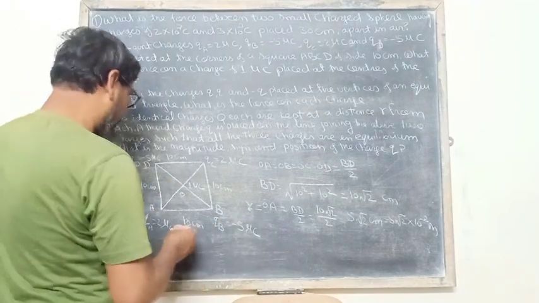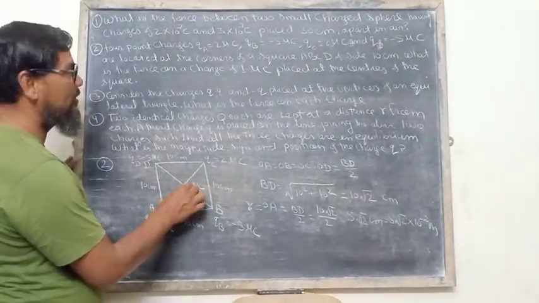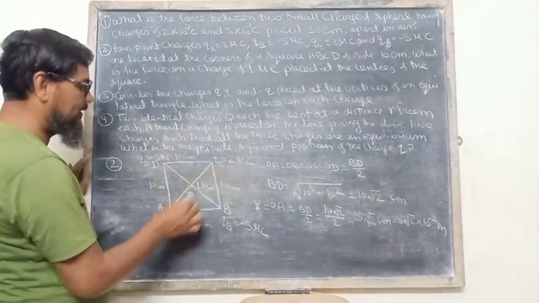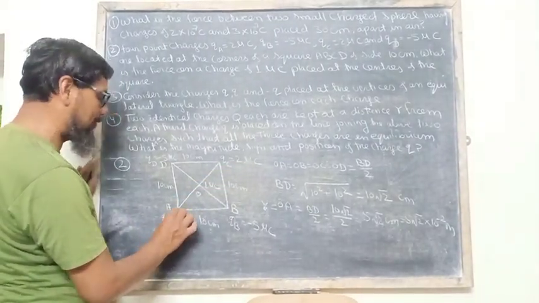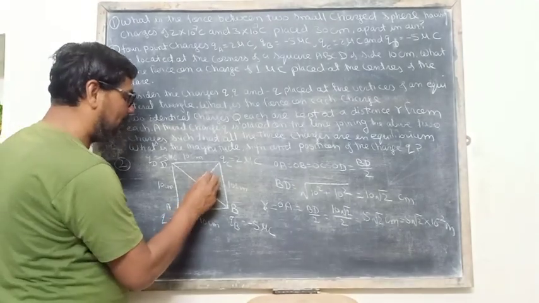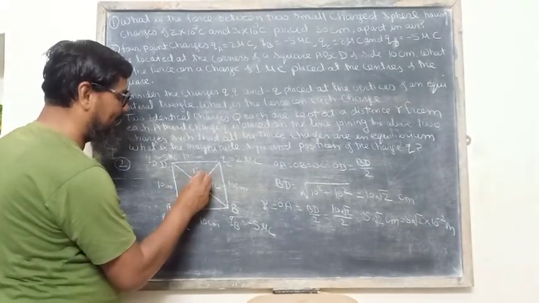Now, we know that this is a positive charge, and this is also a positive charge, so the force exerted by QA will be along this side, FA.